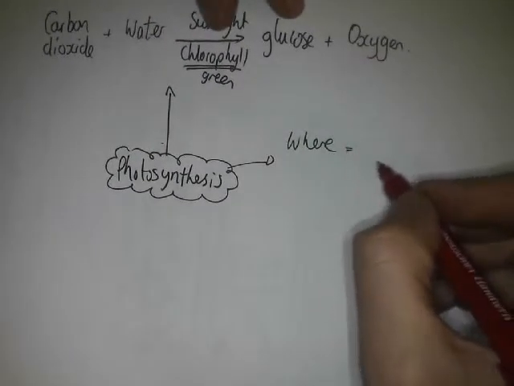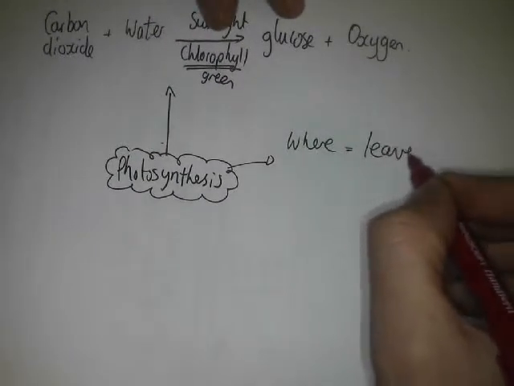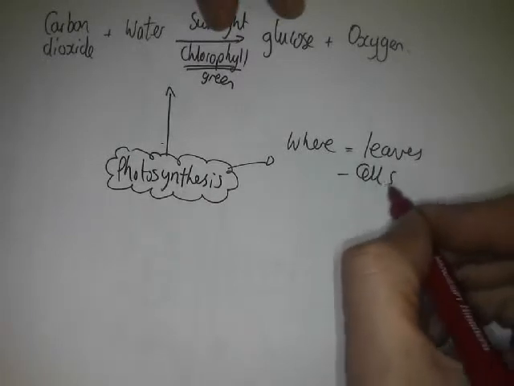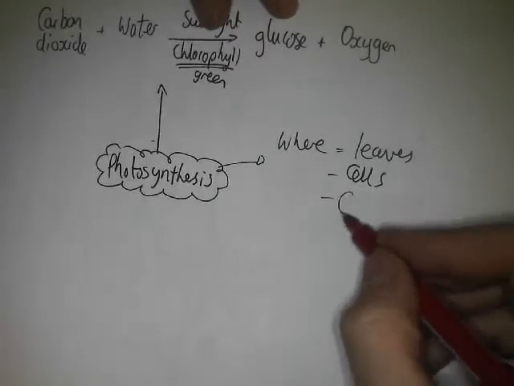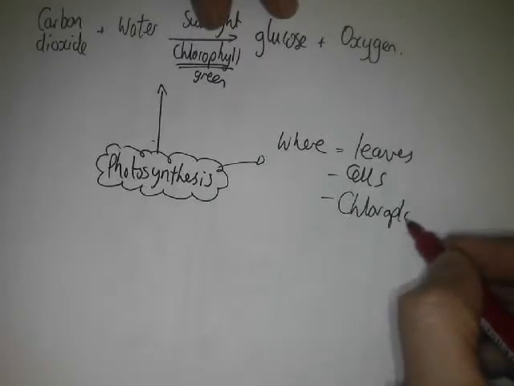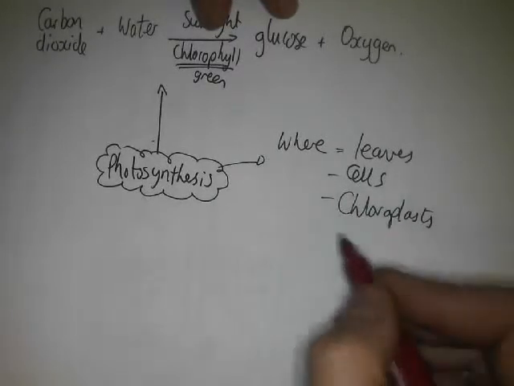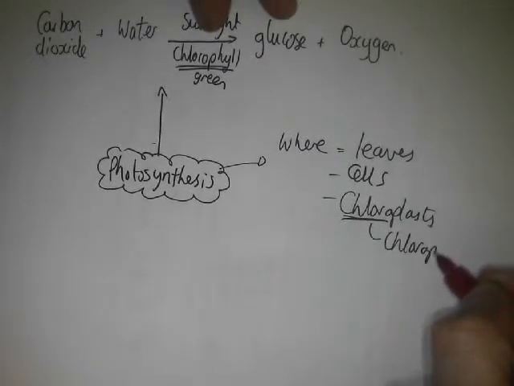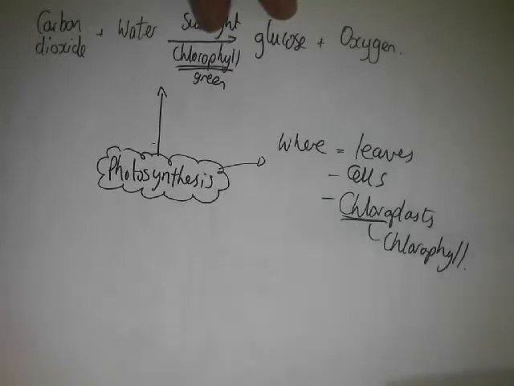So now let's look at where it takes place. Where it takes place is mostly in the leaves, and then in cells, and then within cells, chloroplasts. Because chloroplasts, believe it or not, chloro contain chlorophyll, that chemical that traps the sunlight.